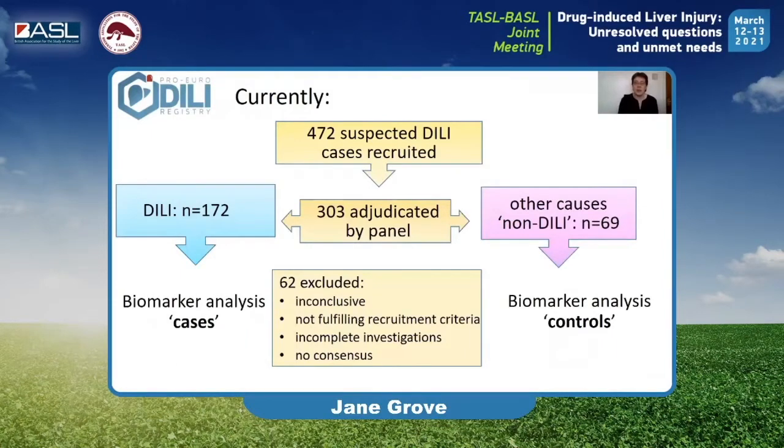The current number of suspected DILI cases recruited across all 23 centres totals 472. Of these, 303 have been adjudicated. This has identified 172 DILI cases and 69 non-DILI acute liver failure controls. So we're about halfway to our target. You can see we do get a high number of exclusions where cases are found to have an uncertain cause or incomplete investigations, or where there is no agreement across the panel. This process is crucial to ensure the classification is accurate so that our biomarker studies are robust.